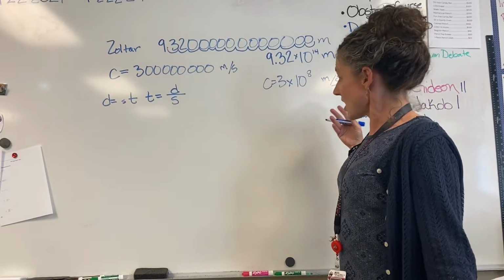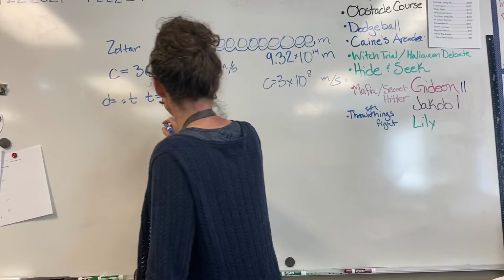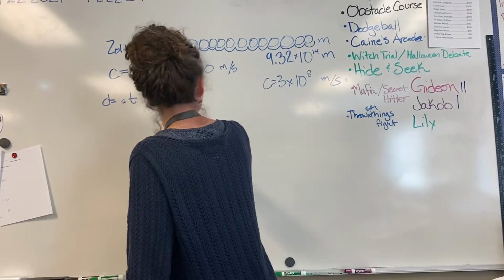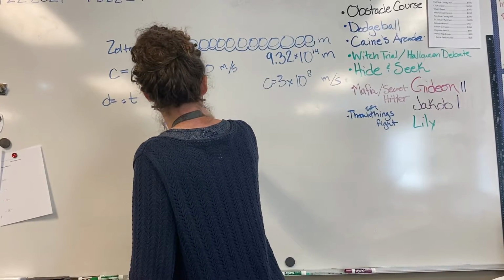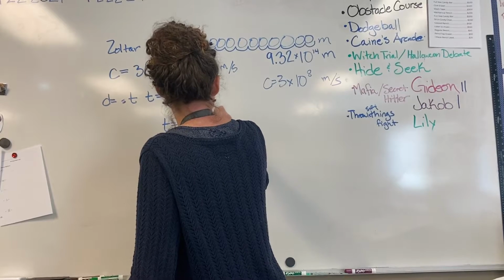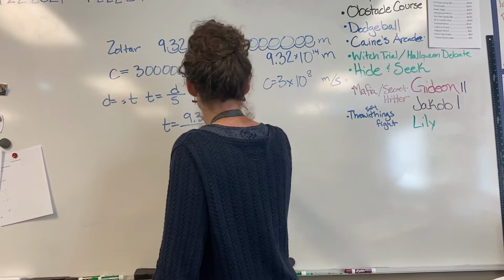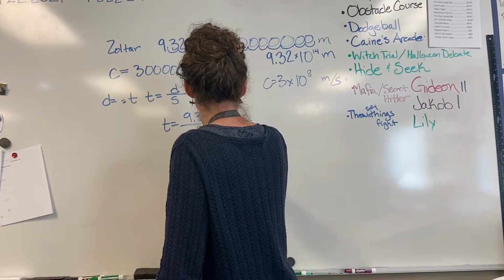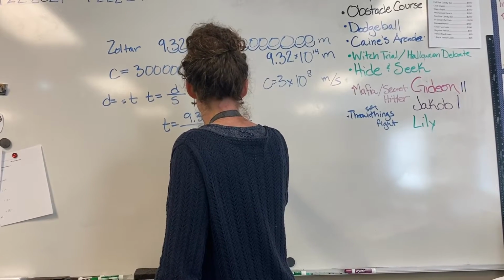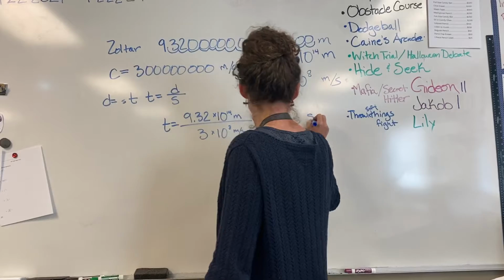All right. So time equals distance divided by the speed. So time is equal to distance, which is 9.32 times 10 to the 14th meters, divided by 3 times 10 to the 8th meters per second. And our answer is going to be in seconds.